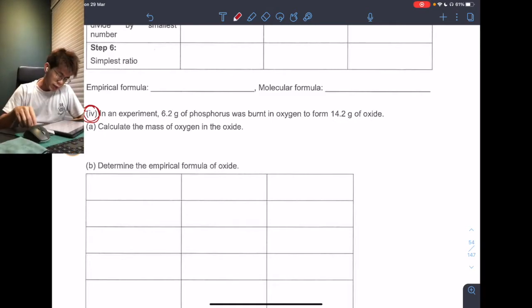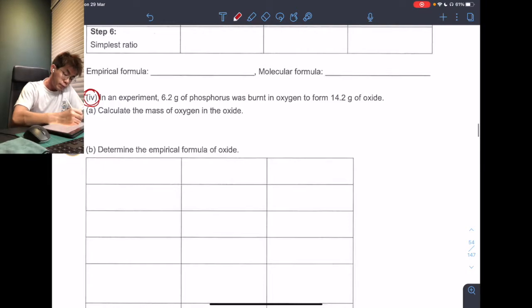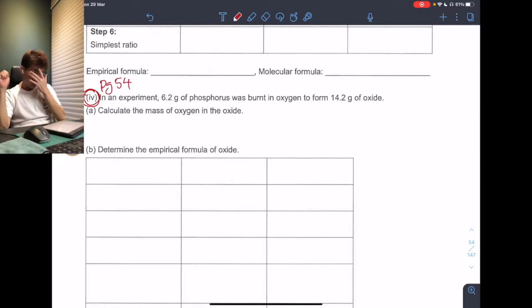Alright, so here we are going to help you with page 54, part 4. Okay, so this question is more typical. We do not get so straightforward, just give you the mass. We describe the experiment. So in this experiment, the phosphorus is burned in oxygen to form the oxide.